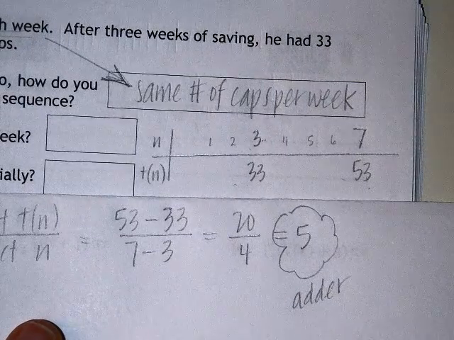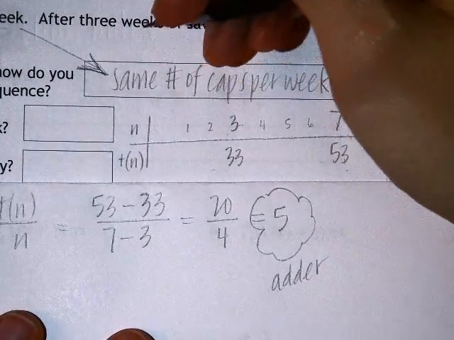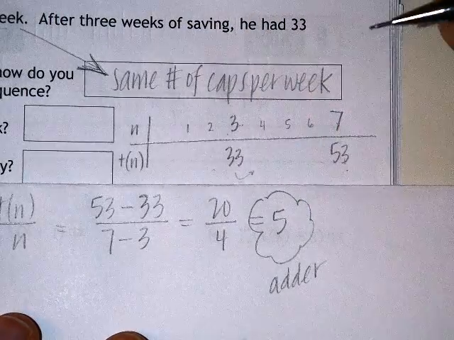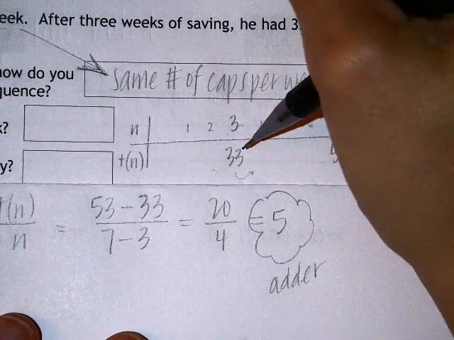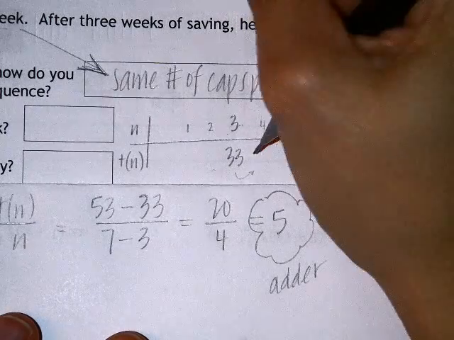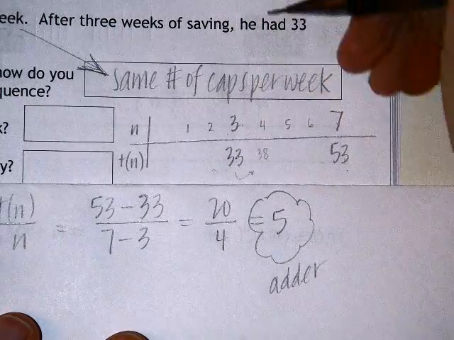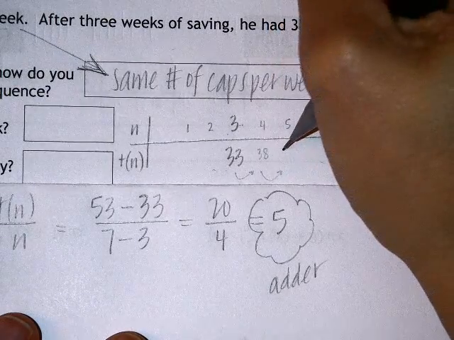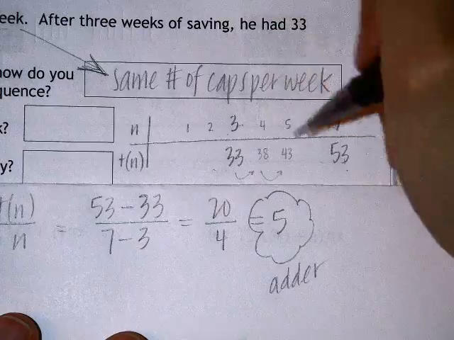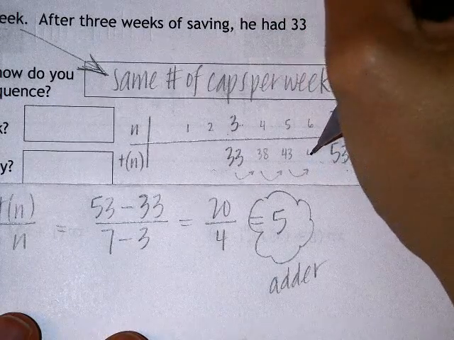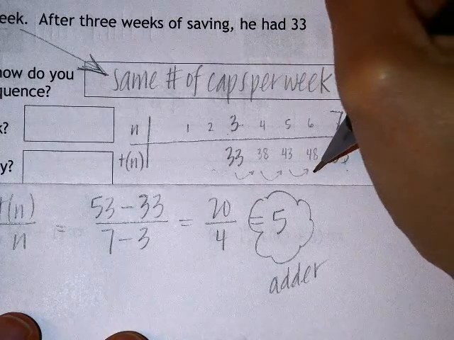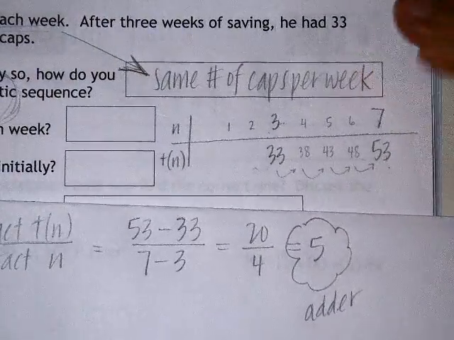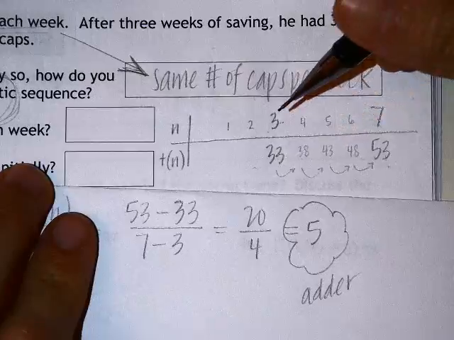Let's make sure that the adder really is 5. Let's make sure that it makes sense before we commit to writing this as my answer. If he really did save 5 caps per week, then 33, the following week he saved 5 more caps, that would be 38. I'm just going to write it kind of small. Then if he saves 5 more caps, that gives me 43. Then if he saves 5 more caps, that gives us 48. And then if he saves 5 more caps, yep, that's 53. So it does look like this really does work for his pattern.